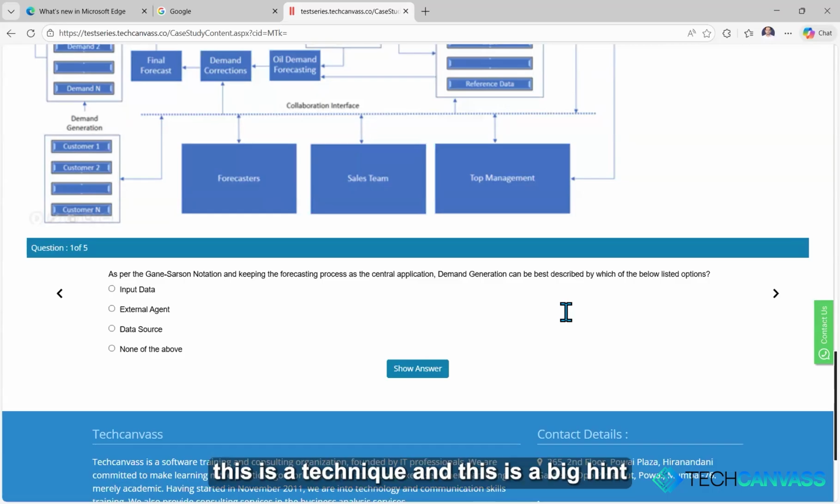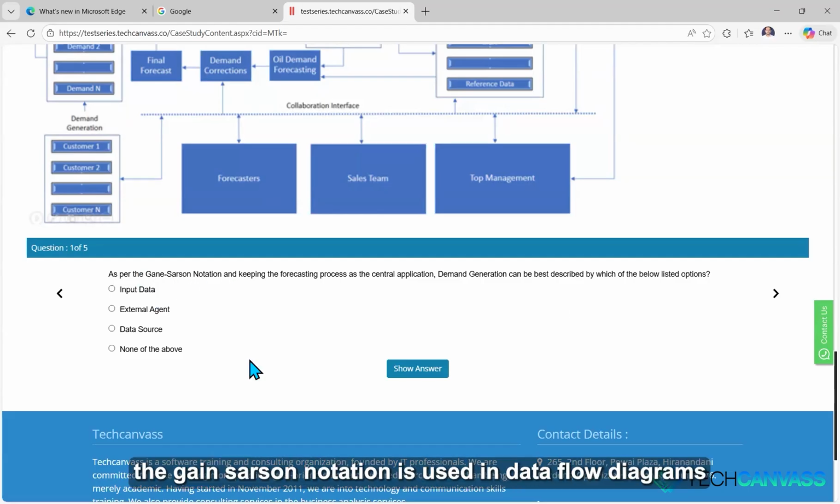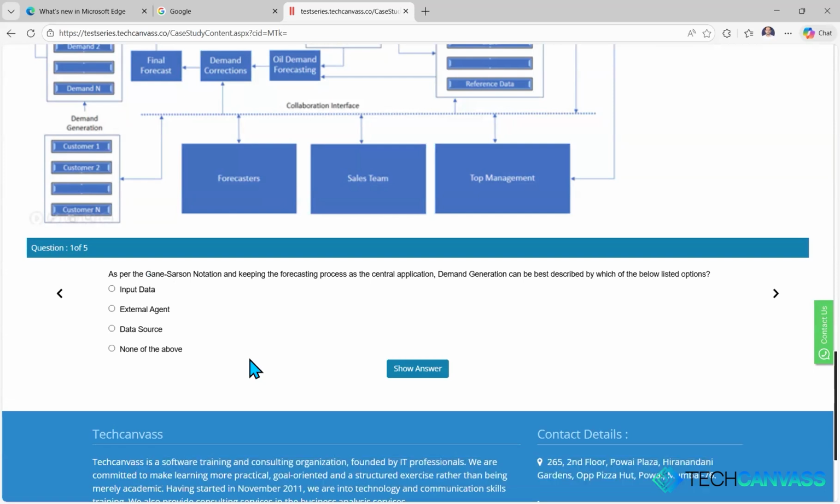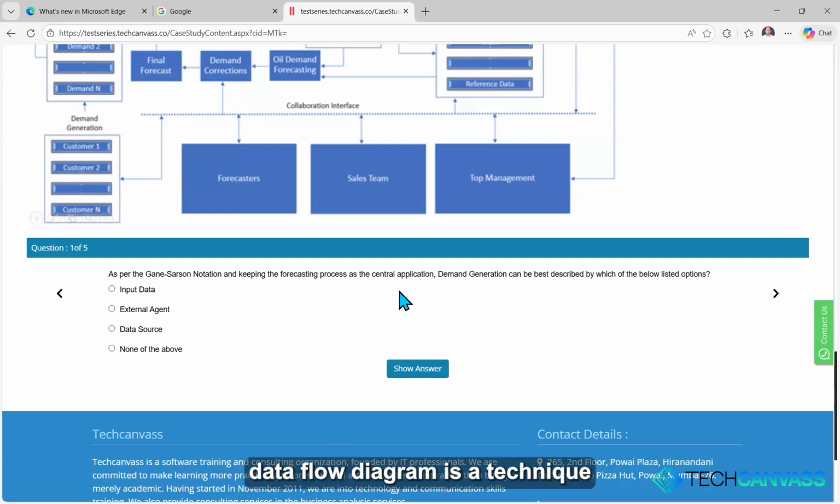This is a technique, and this is a big hint. Gane-Sarson notation. The Gane-Sarson notation is used in data flow diagrams. It's in itself a technique. Data flow diagram is a technique.